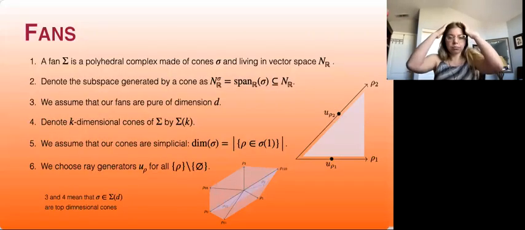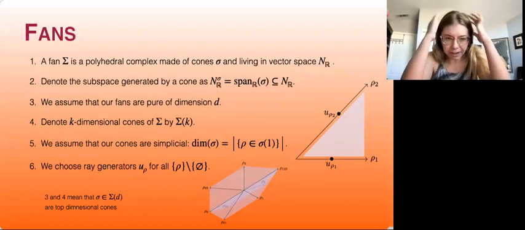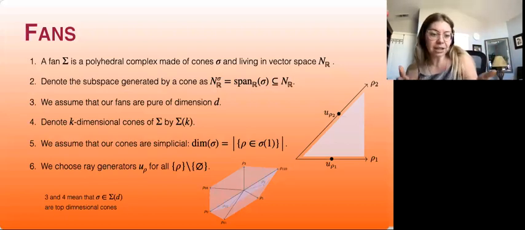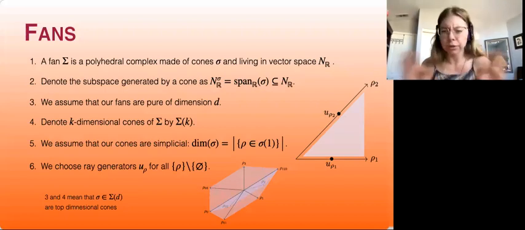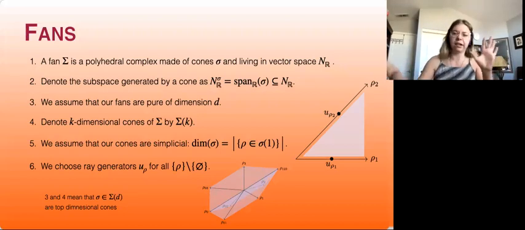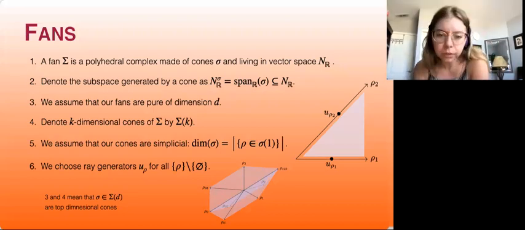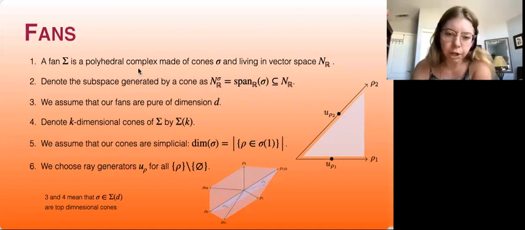So fans is in the title. What is a fan? When I say a fan, I mean a polyhedral complex made up of cones living in the ambient vector space N_R. I don't want to assume too much about my space. It's just some N_R. I'm denoting the subspace generated by a cone as N_sigma,R. So I'm going to use little sigma for cones, big Sigma for fans.